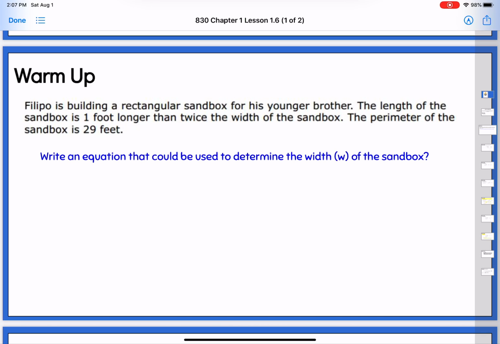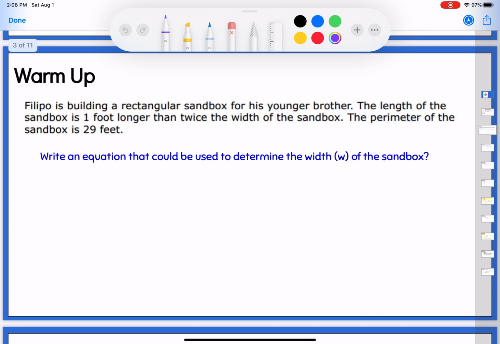So the warm-up says, Filippo is building a rectangular sandbox for his younger brother. The length of the sandbox is 1 foot longer than twice the width of the sandbox. The perimeter of the sandbox is 29 feet. Write an equation that could be used to determine the width, W, of the sandbox. So if you haven't tried this one yet, go ahead and do it now. Pause the video.